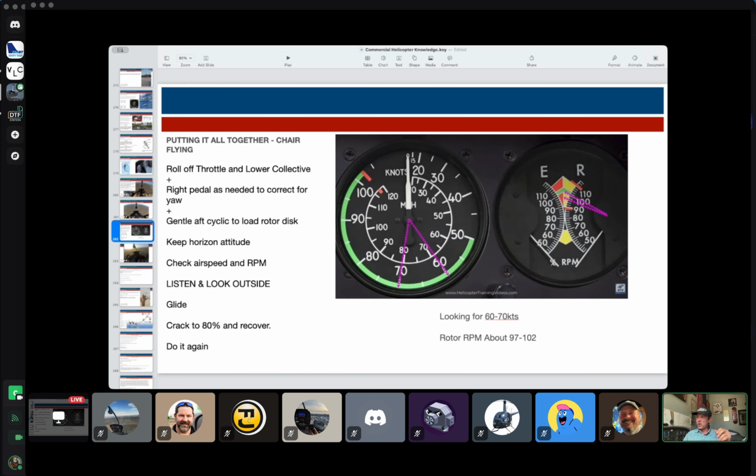We're going to glide for a while, and then we're going to learn to crack to 80 and recover. Just roll that throttle on a little bit. Let the correlator and the governor take over at 80%, and it'll pop that engine RPM back up. We'll pull pitch and fly away, climb back up to 1,500, and do it again. This is something we're going to do over and over and over, okay?